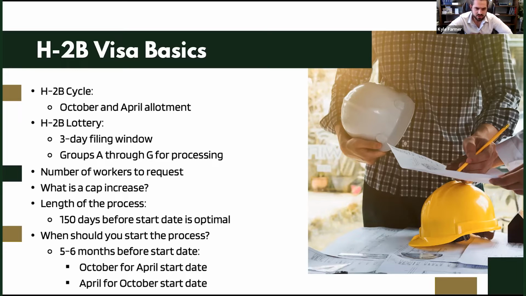There's a statutory requirement that you file the application no less than 75 days in advance, no more than 90 days. So you've got to have plenty of time to prepare that application. So when should you start the process? 5 to 6 months before the start date. So if you're looking for an April 1st start date, start the filing process in October. If you're looking for an October start date, you'll start in April.